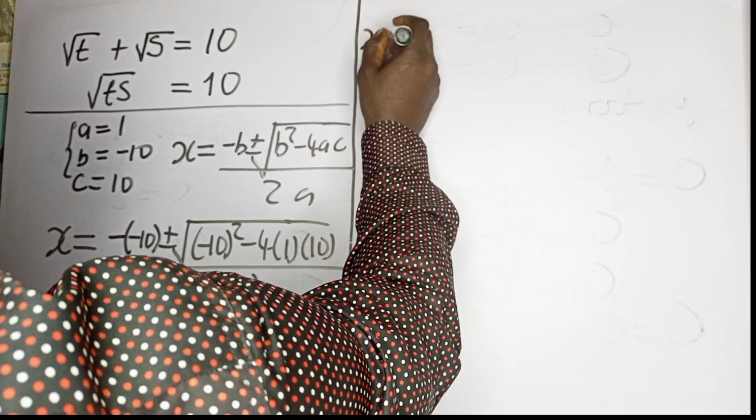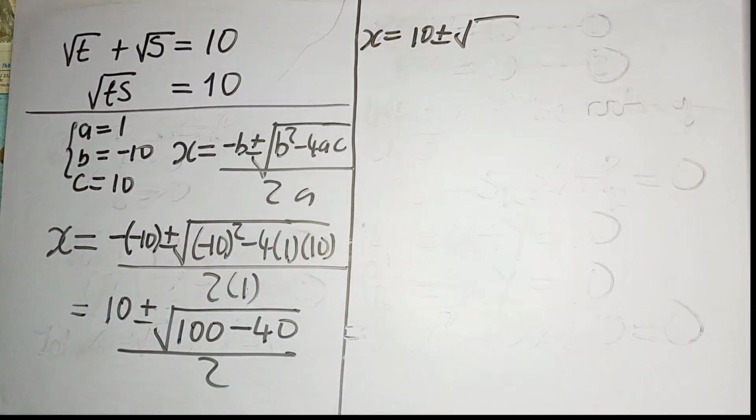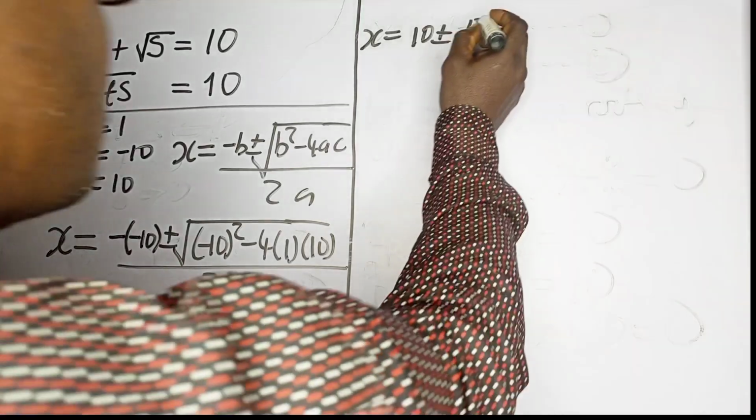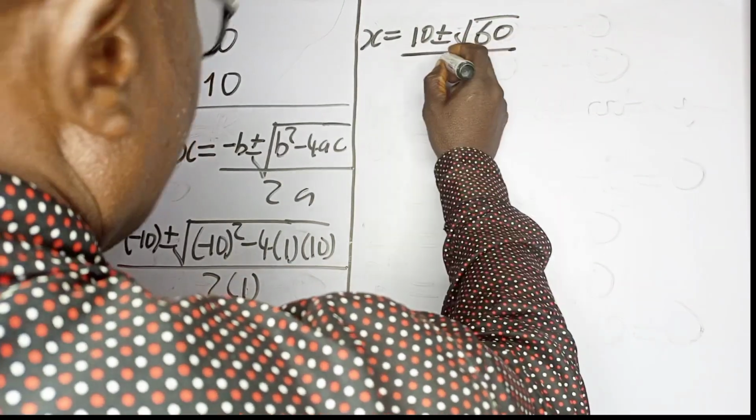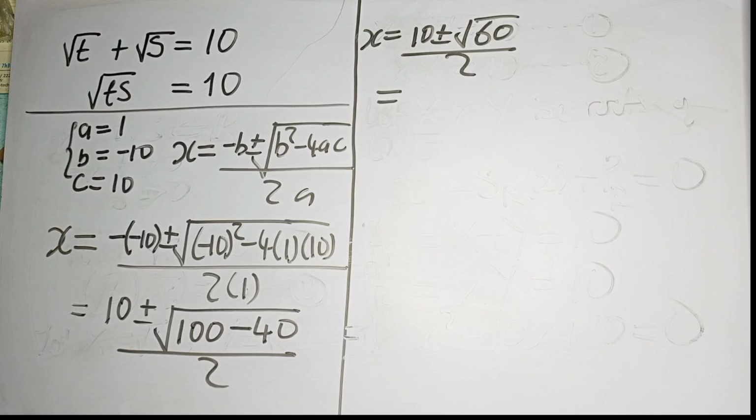So we're saying small x equals 10 plus or minus the square root of 100 minus 40, which is 60, all over 2. Now, the square root of 60. To make our work easy and to get our answer in terms of surds, we'll look for any factor of 60 which is a square number. Remember, a square number is a number whose square root is a whole number.